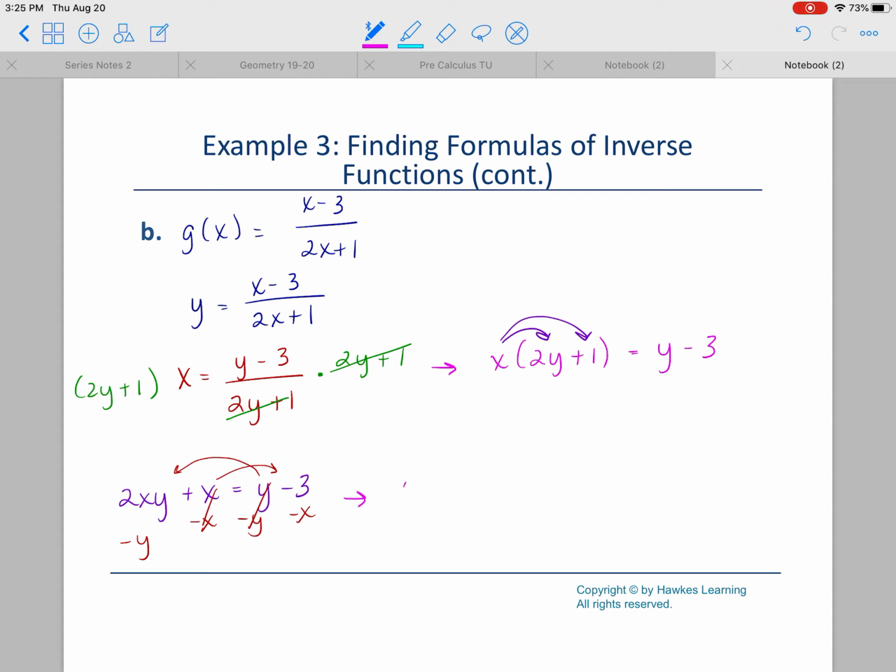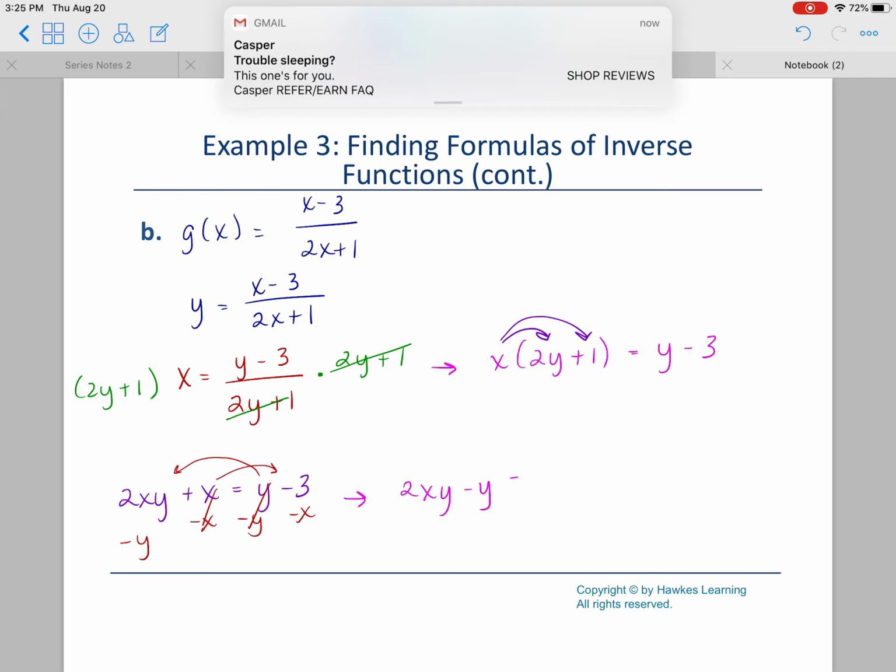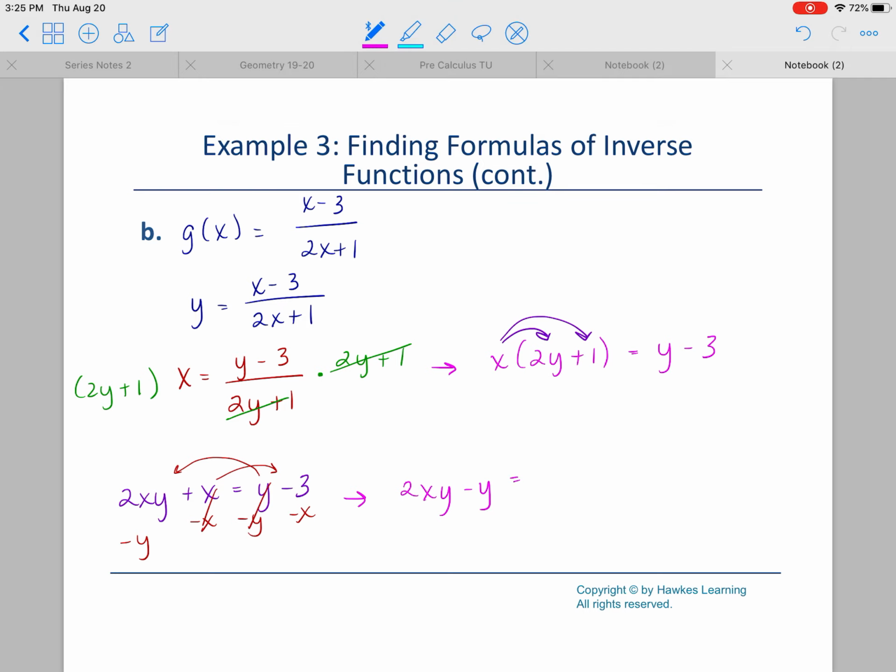So I am now going to have 2xy minus y equals negative x minus 3. And I did that because now over here they have something in common. They have a y, so I can factor out that y. And I'm left with y times 2x minus 1 equals negative x minus 3.